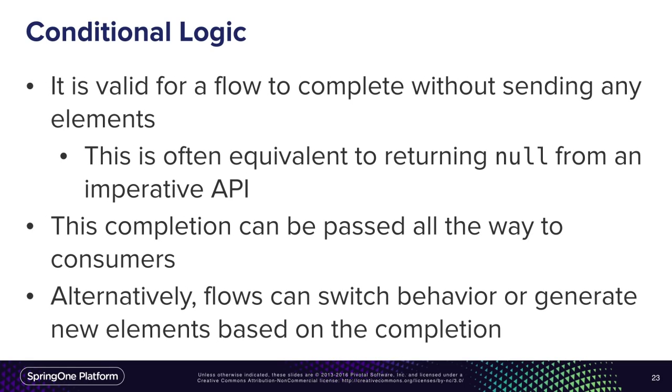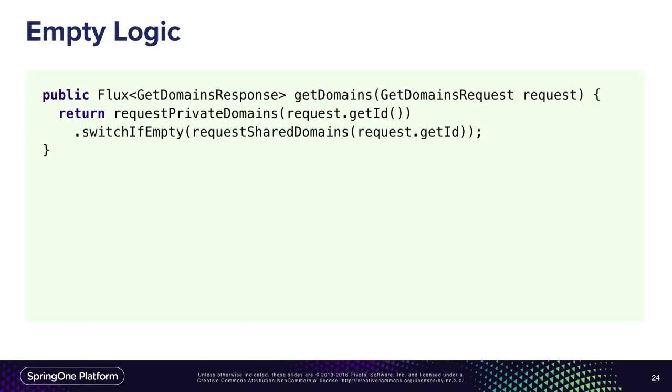Just as we were looking with the error conditions, we can pass this empty completion on. We might decide to do something with it. We might convert it into something else. We might take another action based on it. So if you look at an example of this, the first example is a flux. Fairly simple example. We're doing a get domains request, so we're asking for an unknown number of domains.